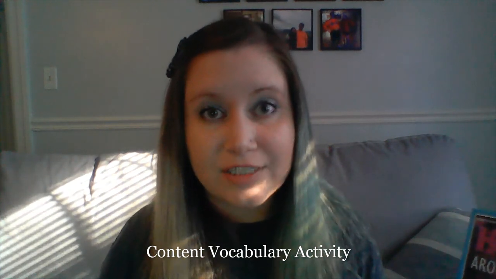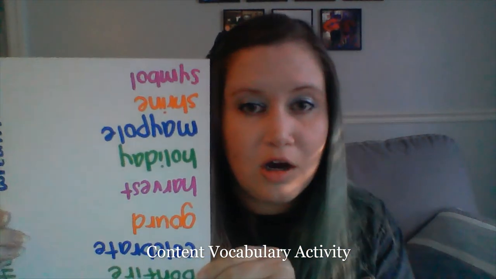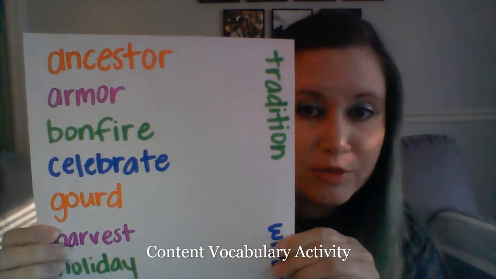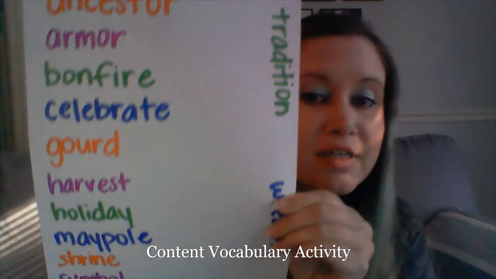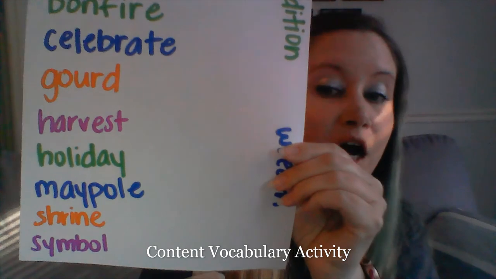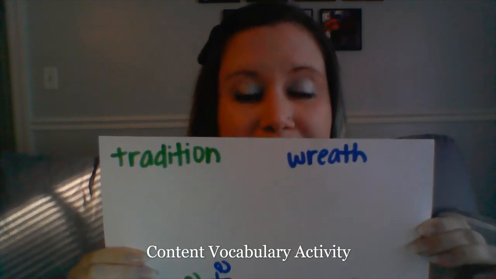Now that we've read Holidays Around the World, we're going to go a little deeper. You're going to look on the front inside cover of your book at your content vocabulary. It's going to be right there. So our vocabulary words are upside down: ancestor, armor, bonfire, celebrate, gourd, harvest, holiday, maypole, shrine, symbol, tradition, and wreath.